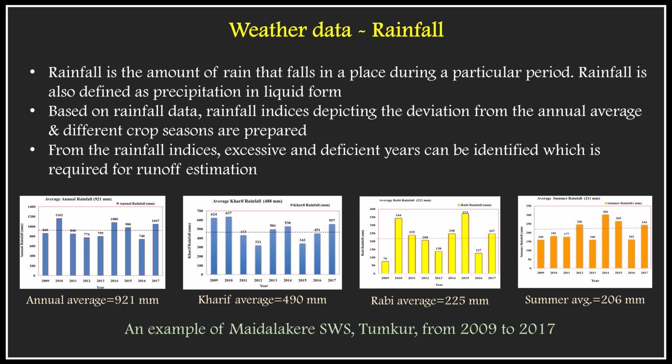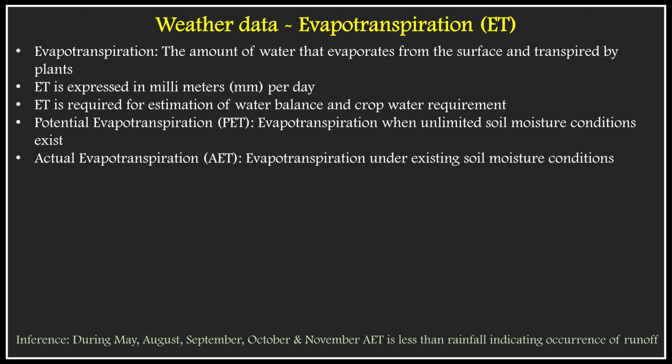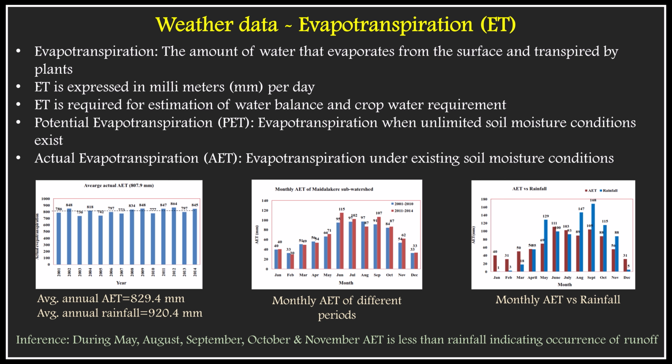Based on the rainfall data, rainfall indices depicting the deviation from annual averages and different crop seasons are prepared. With these rainfall indices, it is easy to understand the deficient and excessive rainfall that can be used for estimation of runoff. The next important parameter under weather data is evapotranspiration. It is the amount of water that evaporates from the surface and is transpired by plants. This is required for the estimation of water balance and crop water requirement.